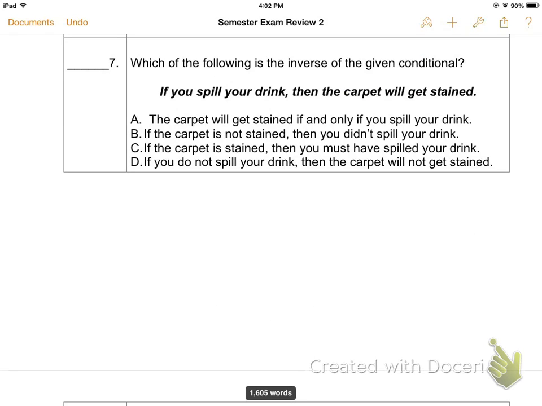Okay, number 7. Which of the following is the inverse of the conditional statement? So inverse is the same thing as negation. You're going to add not, or if it already has not, you're going to take it away. So if you spill your drink will be if you do not spill your drink, which the only one that starts off with this one, then the carpet will not get stained. So your answer is automatically going to be D.